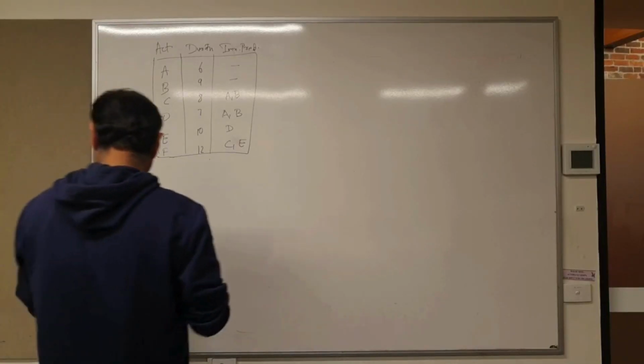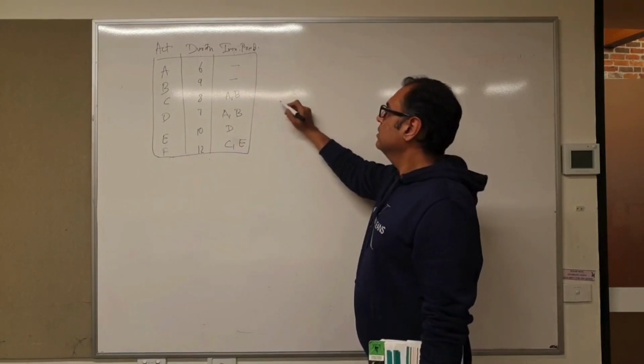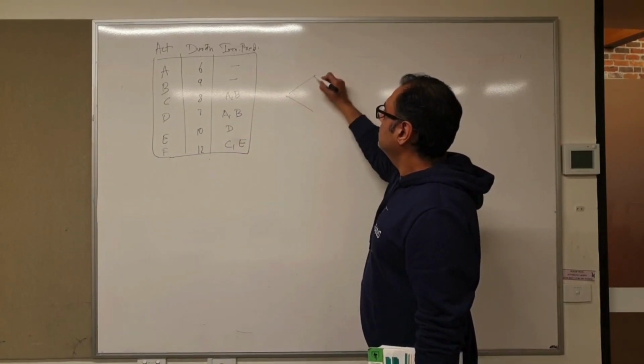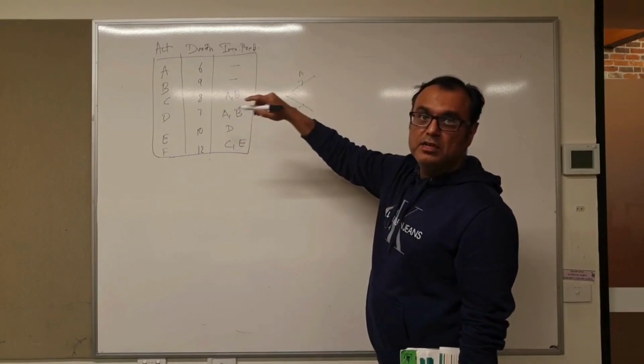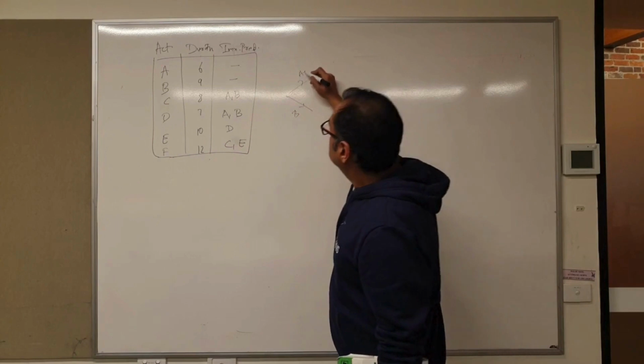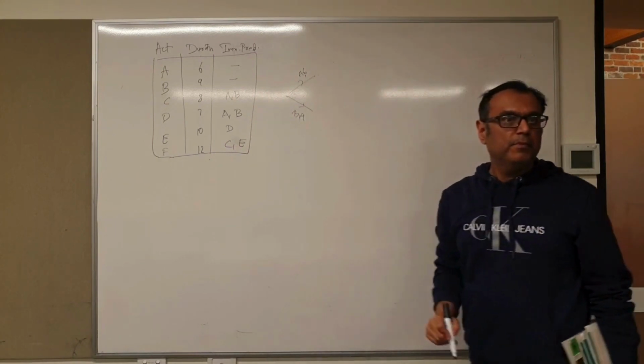The activity diagram, how does that work? No immediate predecessors. A and B start, right? A here, B here, obviously with arrows, and I'm putting the numbers on the top as well. So A is 6, B is 9. Okay? All good?